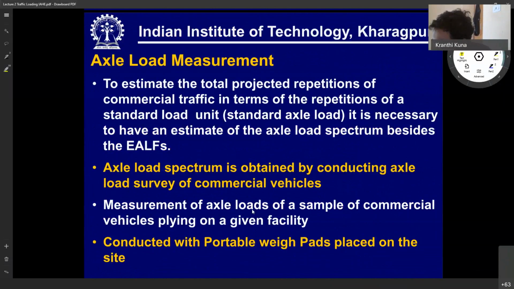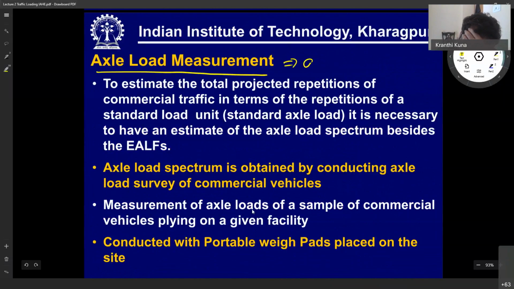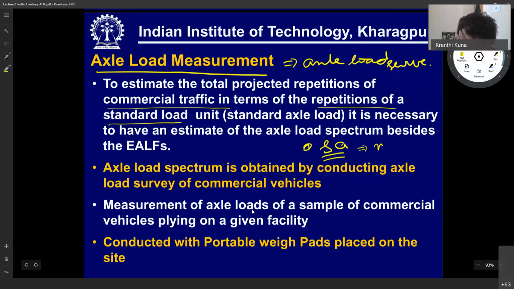So how do we incorporate this into pavement design? We can incorporate this into pavement design only if we carry out axle load measurements. So what you have to do is carry out an axle load survey, to estimate the total projected repetitions of commercial traffic in terms of repetitions of a standard load, that is, to determine the total number of standard axles in millions. Usually your traffic will be in million standard axles.